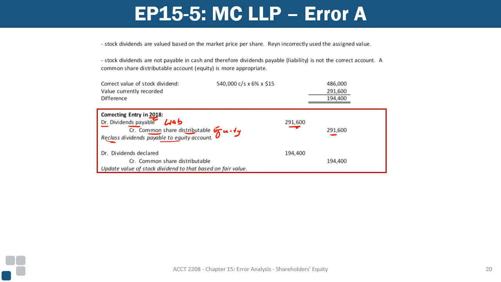Then they would need to debit the dividends declared and credit the common share distributable account for the difference to get to the correct amount, for $194,400. Alternatively, the company, because it's in the same year, could have done a reversal of the original transaction. So a full reversal of the $291,600 and then properly record the stock dividend at $486,000.